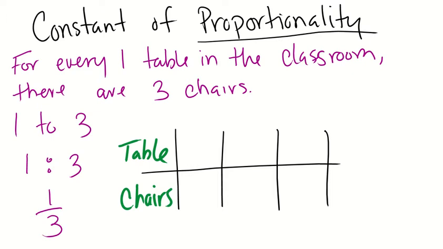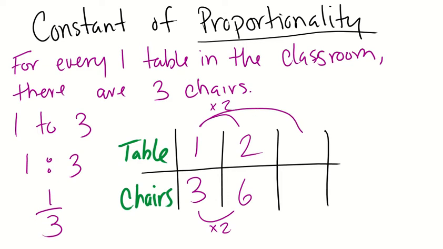So if I have one table, I have 3 chairs. I have twice as many tables, I have twice as many chairs. Notice that's times 2, times 2. So this would be 3 times as many, times 3. 1 times 3 is 3. 3 times as many here, times 3. 3 times 3 is 9. Of course, this could go on infinitely, though I don't think you'd have an infinite amount of tables.